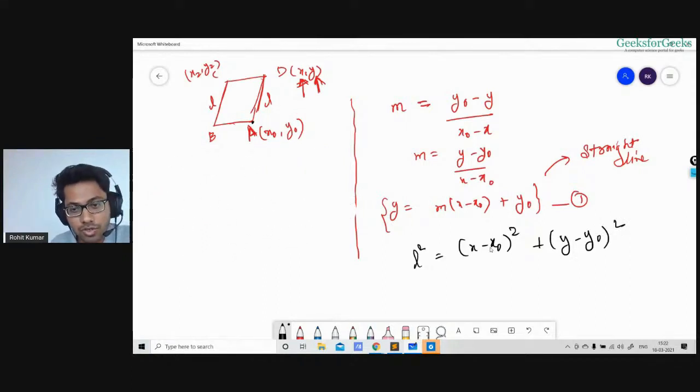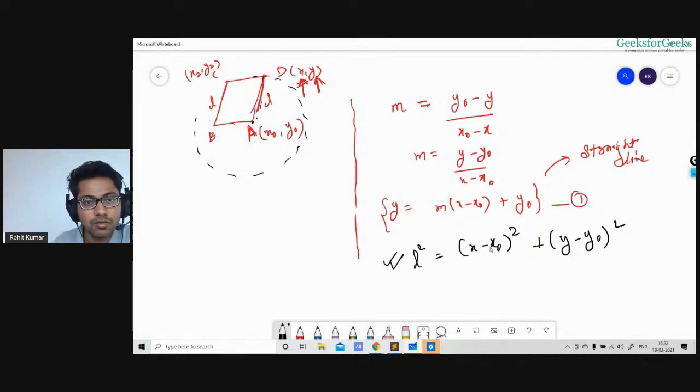Now let me draw this circle. So how will the circle look? We will have L as my radius, and x naught y naught will be my center. So it will look something like this. Correct? And the equation of the straight line will be for AD, right? If I extend my AD.